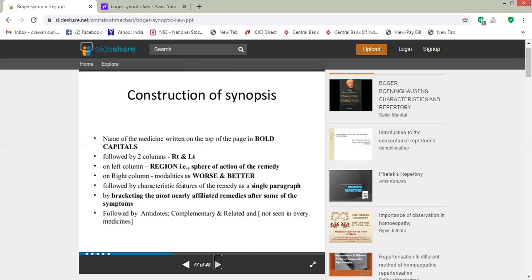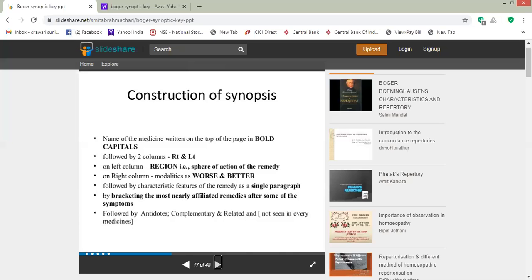So, after all these modalities, after the sphere of action of the remedy and the characteristic features of the remedy, it was given in a single paragraph by bracketing the most nearly affiliated remedies after some of the symptoms, followed by antidotes, complementary and related remedies, not seen in every medicine. So remember how the construction of the synopsis part is.